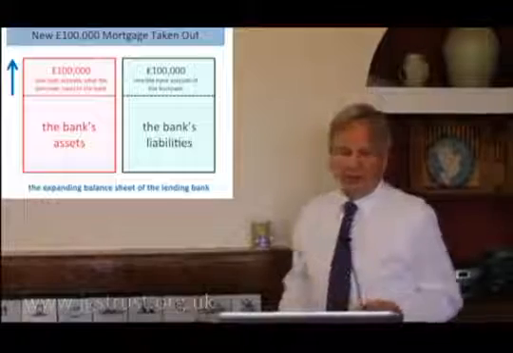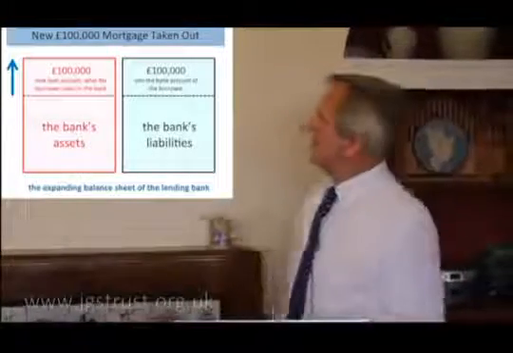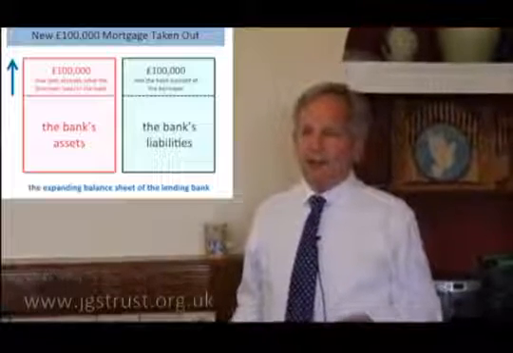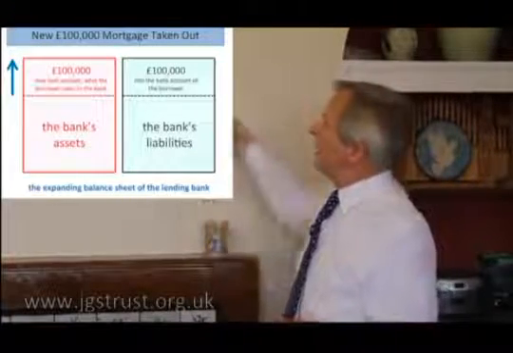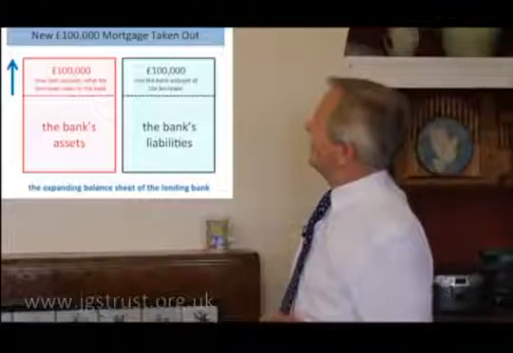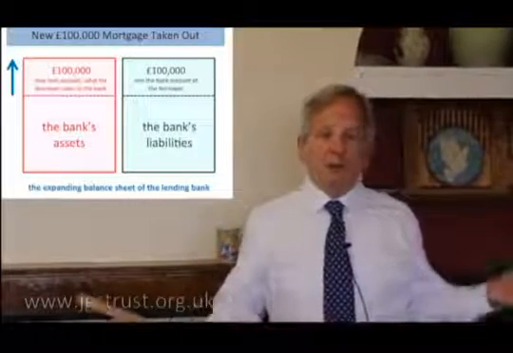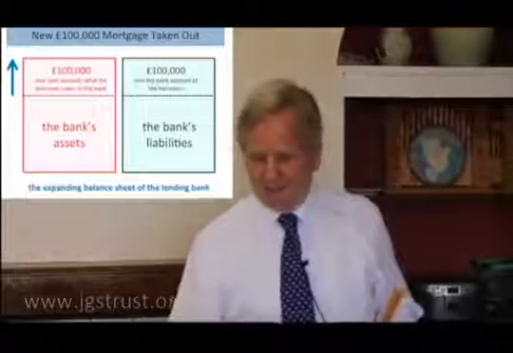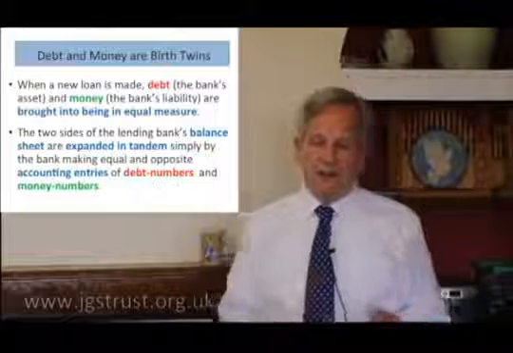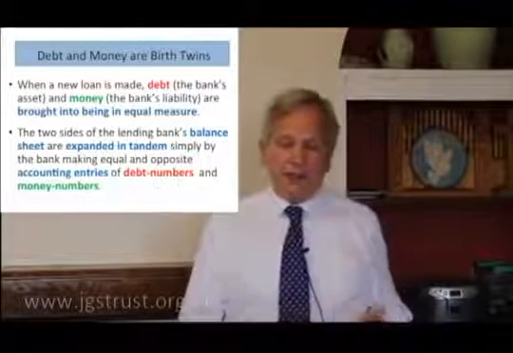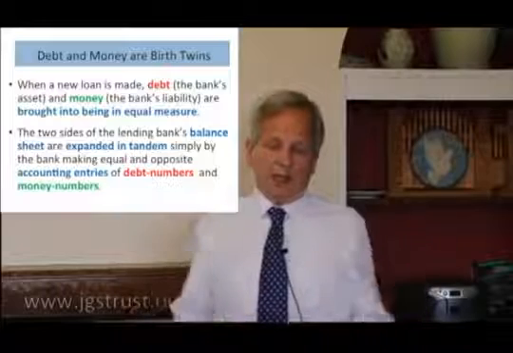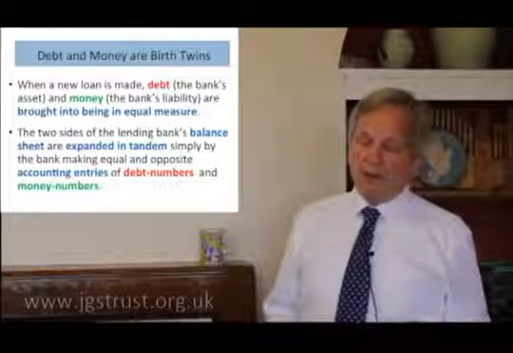So what's happened here is somebody in the bank has approved the loan and has just typed in £100,000 onto the asset side of the bank's balance sheet, however that's represented in the computers, and has typed in £100,000 into the current account of whoever's going to receive the money. No stuff has moved, two numbers have changed. That's it. So we can say that debt and money are birth twins. They come into existence together. When a new loan is made, the debt and the money come into being in equal measure on opposite sides of the balance sheet. So the balance sheet is expanded in tandem, new accounting entries of debt numbers and money numbers.